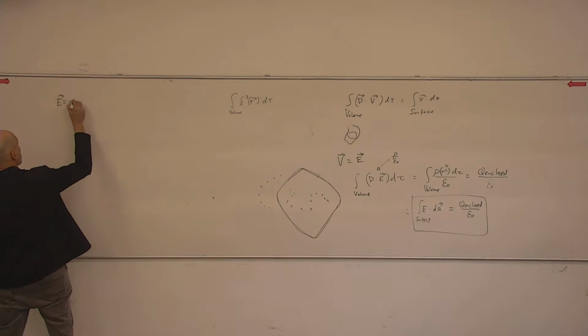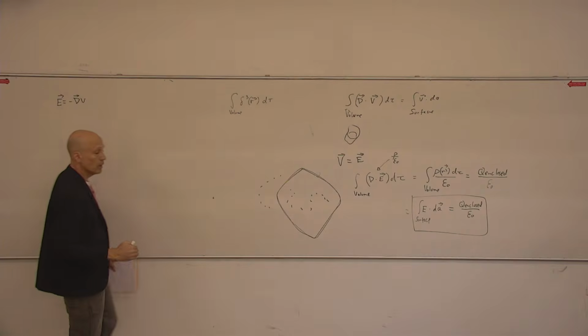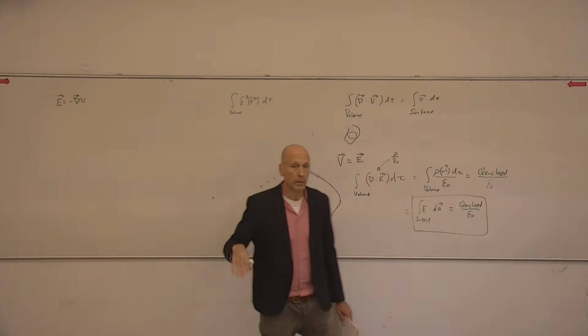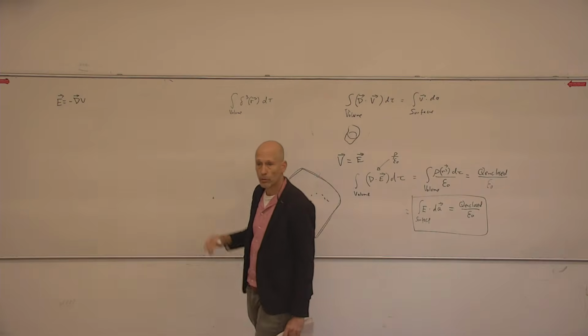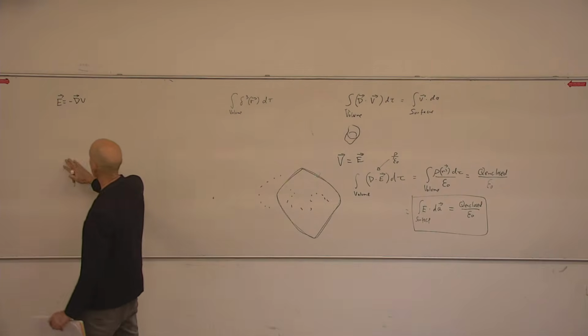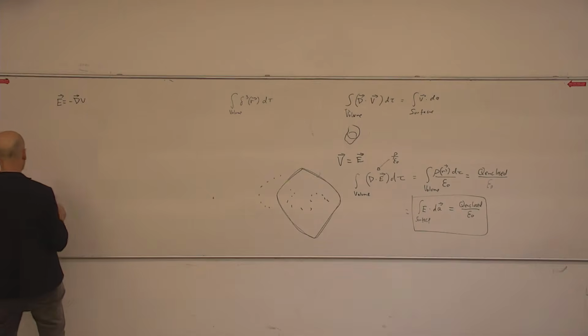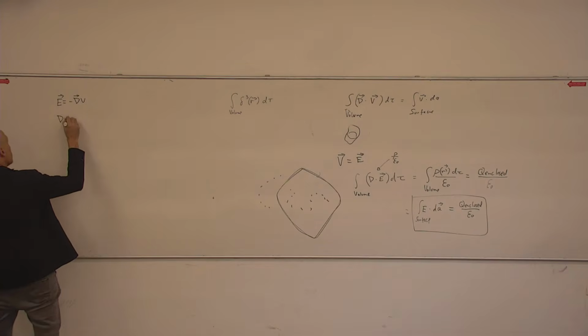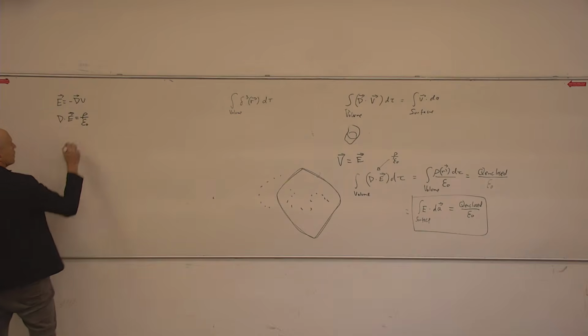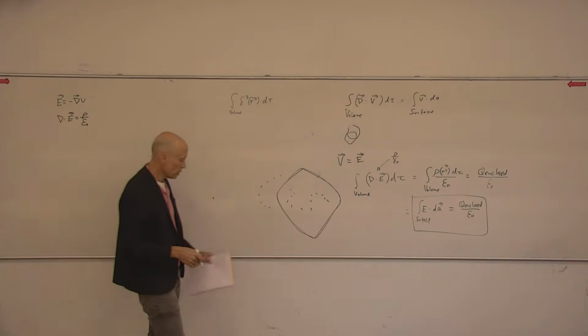So we have this definition. Why is this definition correct? It comes from the fact that the curl of E is 0. We reached this conclusion; that comes from Maxwell equations. We also have this equation, which is called Gauss, the differential law, which is also part of Maxwell equations.